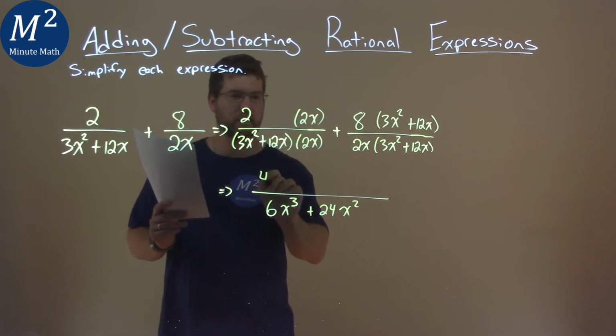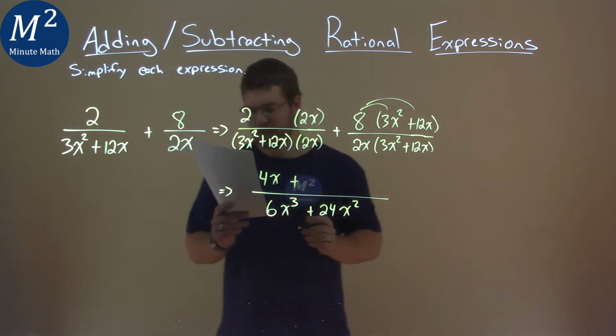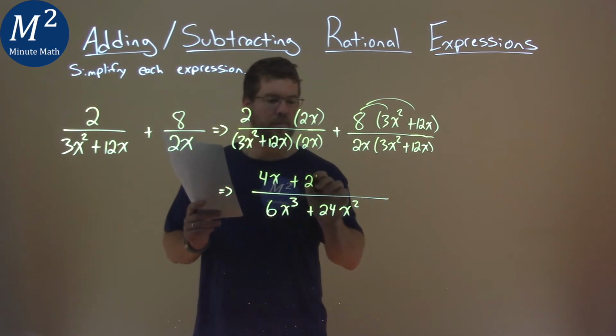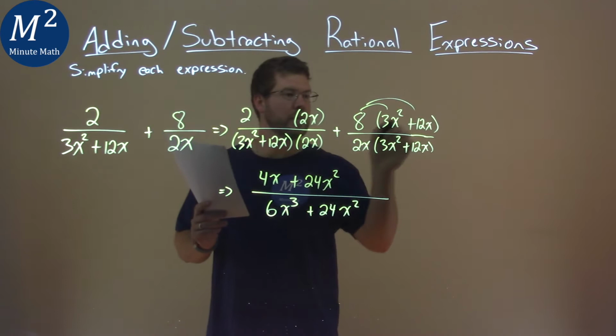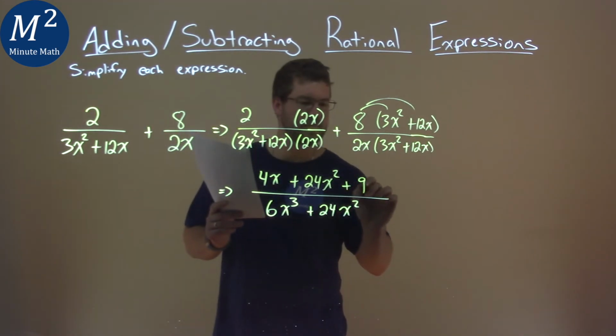The numerator, we can multiply that out here as we combine it. 2 times 2x is a 4x. And then we multiply the 8 to both parts here. 8 times the 3x squared is a 24x squared. And 8 times the 12x here is a 96x.